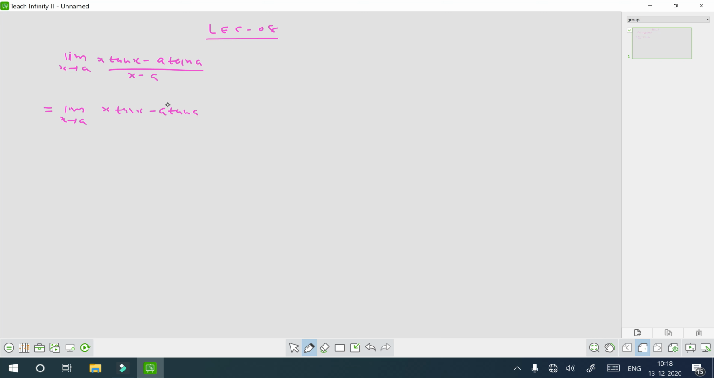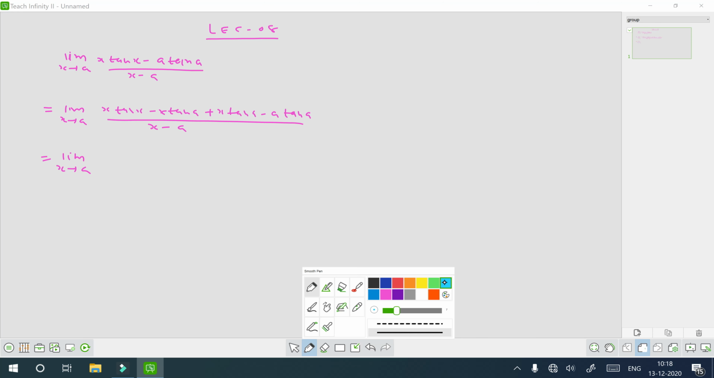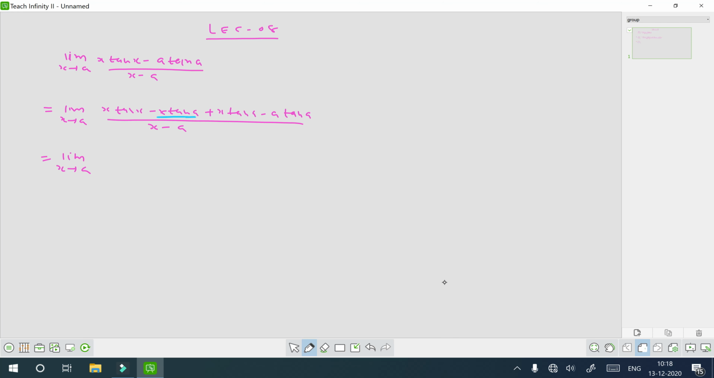Add it and subtract it: x tan a, x tan a, minus a tan a, over x minus a. That is equal to limit x tends to a. One thing: why am I adding x tan a and not something else? Because if you take x common, then we get tan x minus tan a. This is the reason why I am subtracting x tan x, x tan a and adding x tan a.